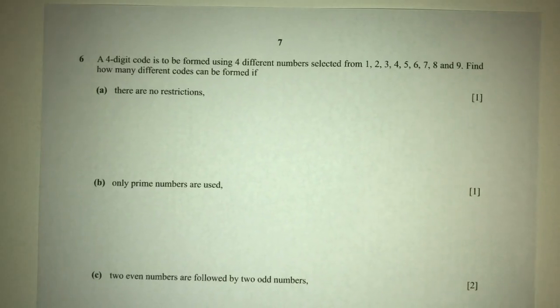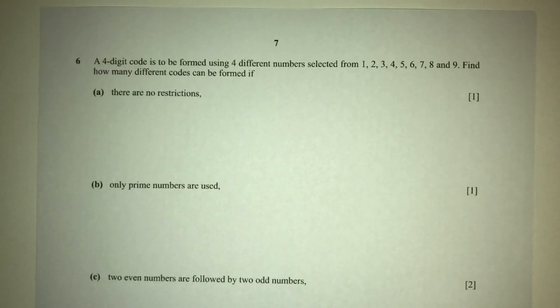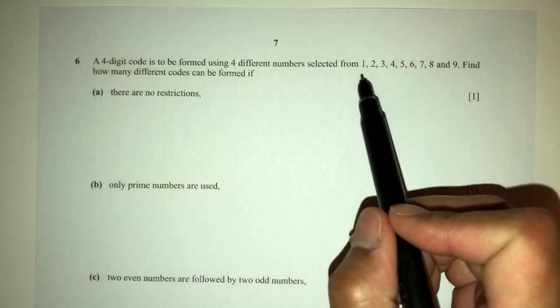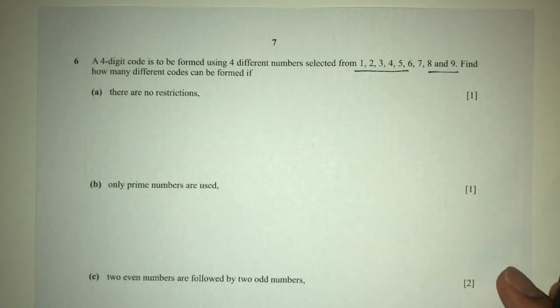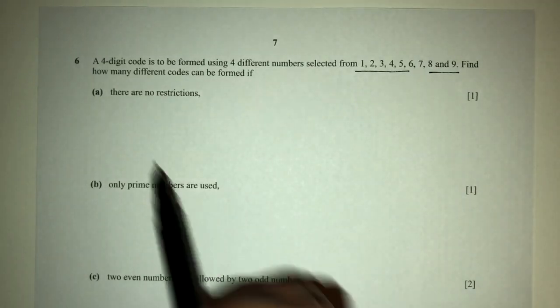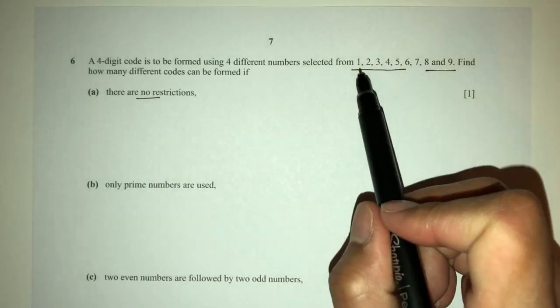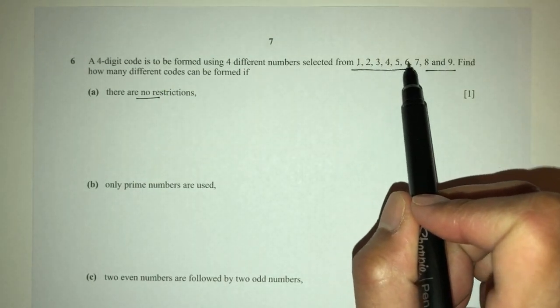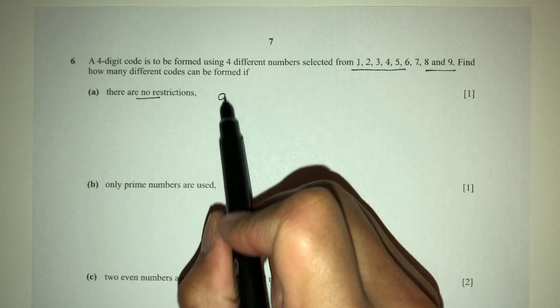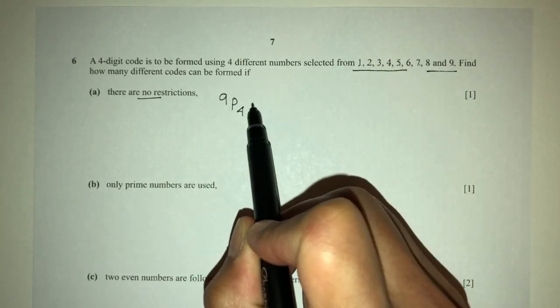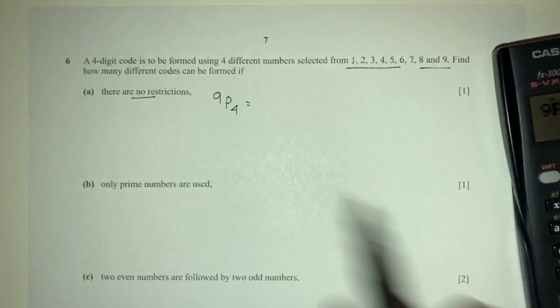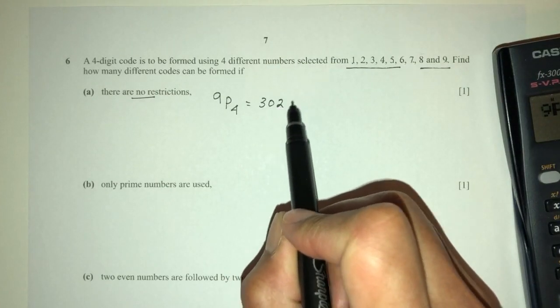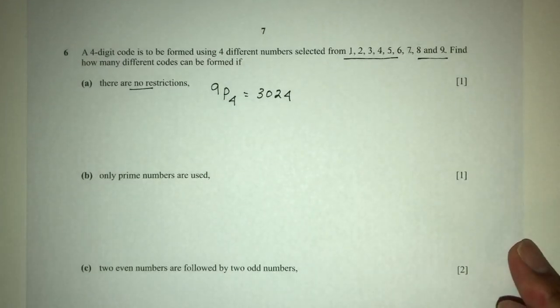Now let's move on to question number 6. So a 4-digit code is to be formed using 4 numbers from this list of numbers. Okay, so find how many different codes can be formed if there's no restriction. So pretty easy. We have 1, 2, 3, 4, 5, 6, 7, 8, 9 numbers. We need to use 4 numbers, so permutation 4. So 9P4, that will be 3024.